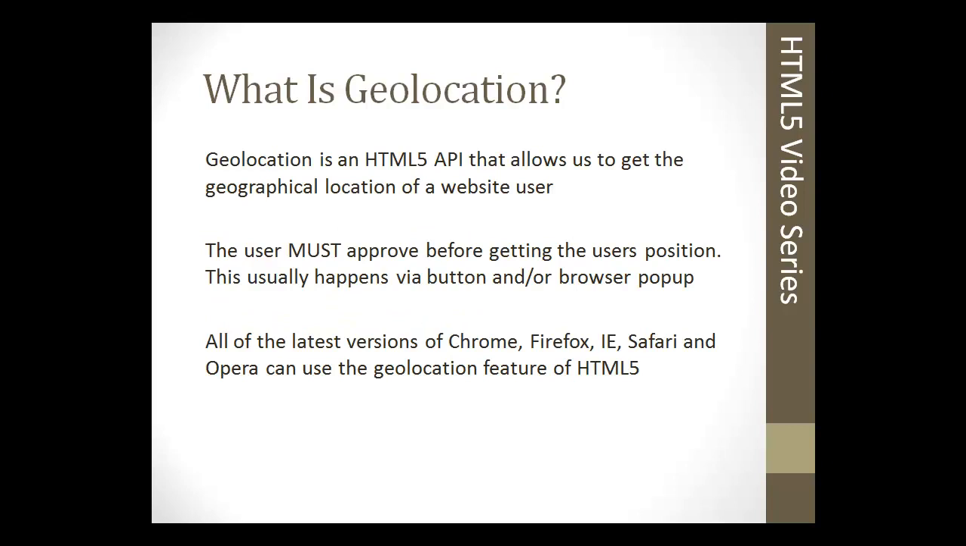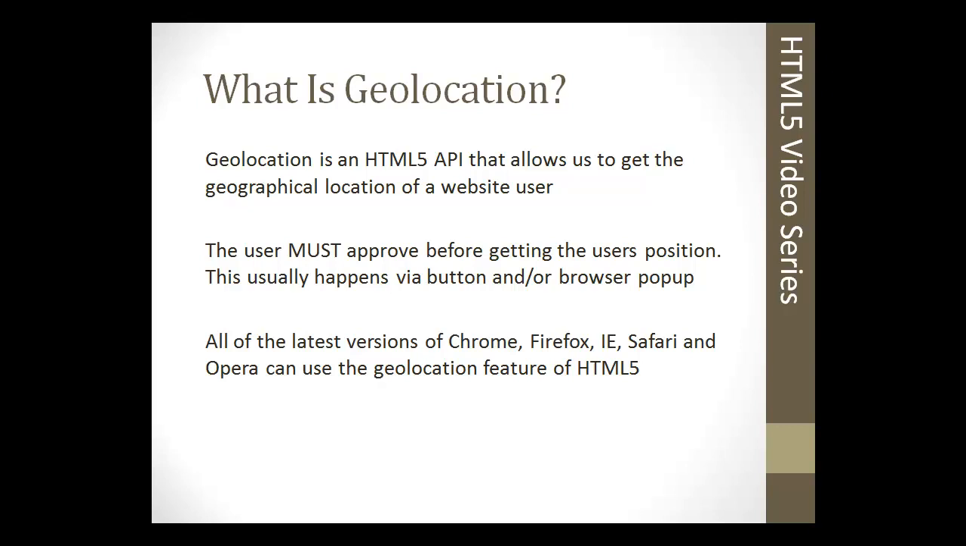So what is geolocation? The HTML5 geolocation API is used to get the geographical location or position of a user. And I'm sure many of you have gone to a website, whether it's an e-commerce site or whatever, and had a pop-up in your browser asking if it can get your location, and this is most likely an HTML5 website that's using the geolocation API.